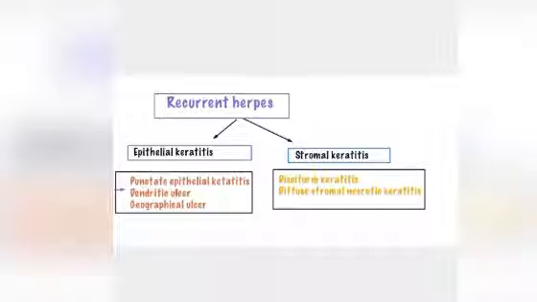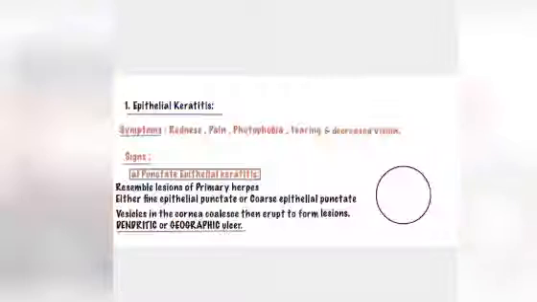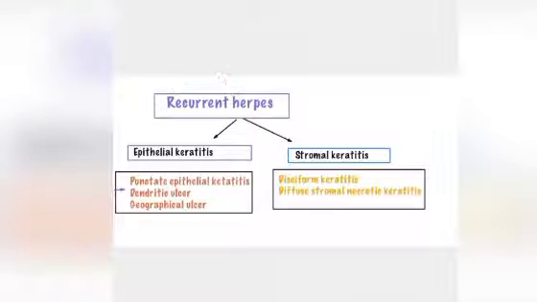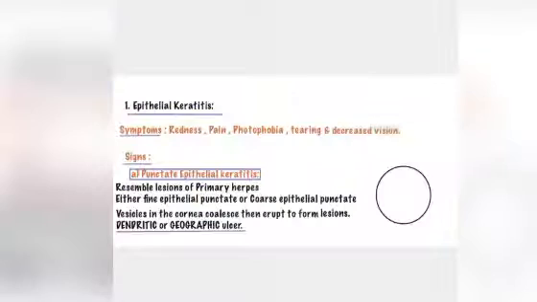Before getting into the dendritic or geographic ulcer, we have finished the topic of punctate epithelial keratitis. This leads to the chances of dendritic or geographic ulcer, which are the next two topics of epithelial keratitis, that is, epithelial involvement. So dendritic and geographic ulcers are epithelial keratitis. The most common lesion of recurrent herpes is the dendritic ulcer. That's why I've marked it here.